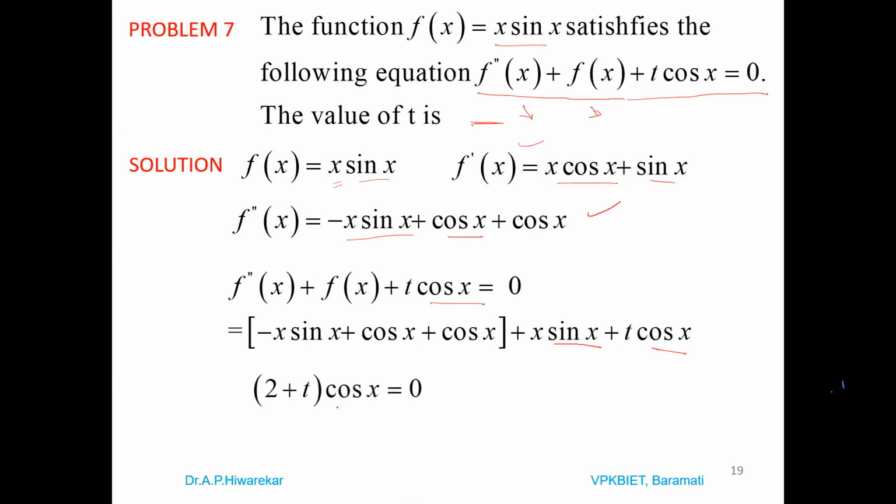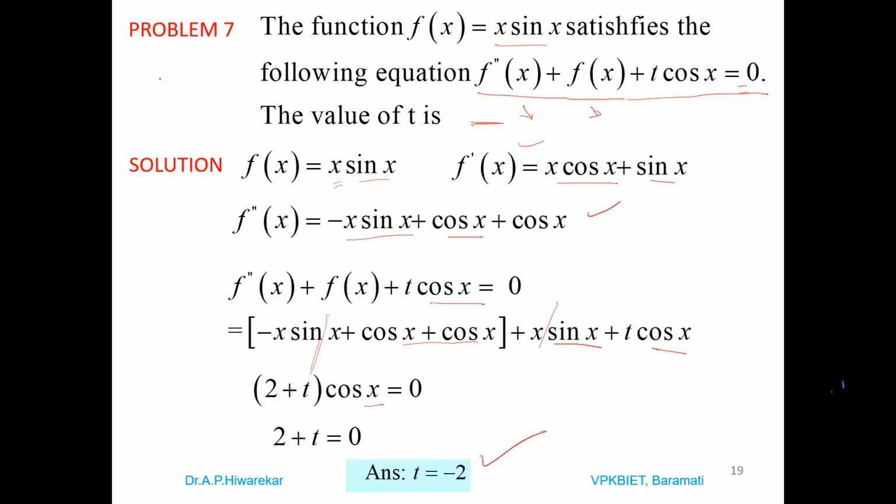Yes. So 2 plus t. Simplify this, you will find this term will get cancelled. Yes, you are right, this term gets cancelled. Cos x plus cos x becomes 2 cos x. So taking cos x common, you will find it is 2 plus t into cos x. And 2 plus t is 0 because we have been given this value as 0. So t is equal to minus 2. So the numerical answer is t is minus 2.